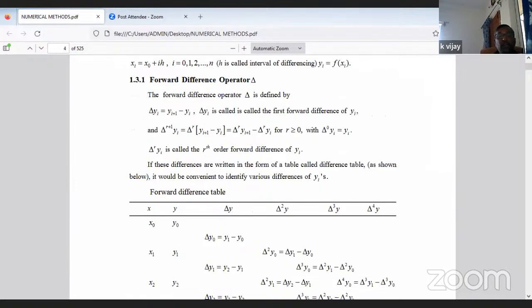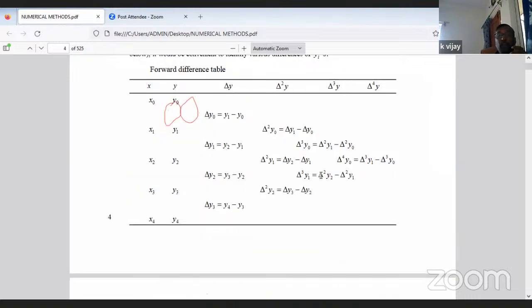So finite differences. See here, I am taking the table, the forward difference operator delta. The forward difference operator delta is defined by del yi, that is, y i plus 1 minus yi, the second value minus the first value. Del yi is called the forward difference of yi. So del power r plus 1 of yi is del of del power r yi. Del power 0 yi is equal to yi. So del power r yi is called the rth order forward difference of yi.